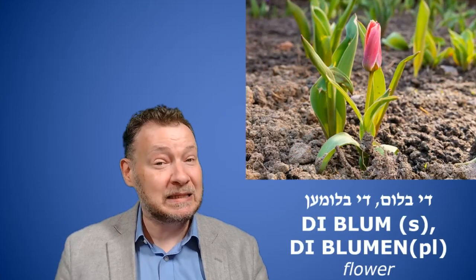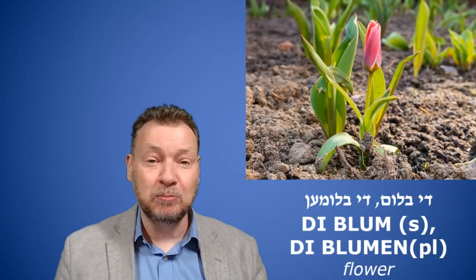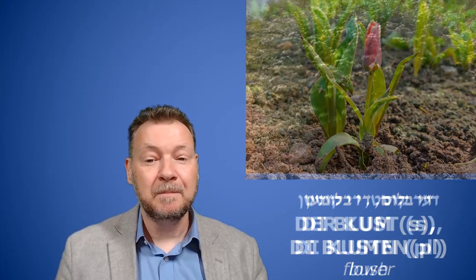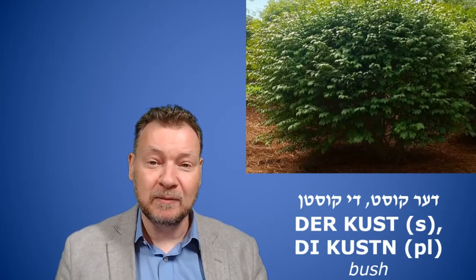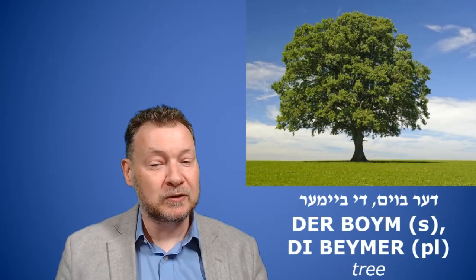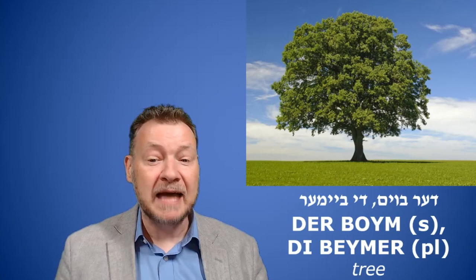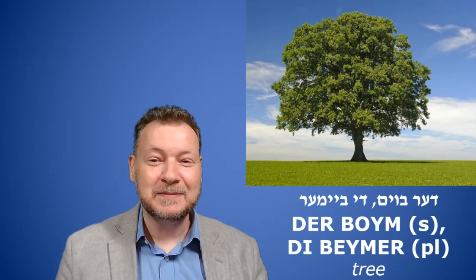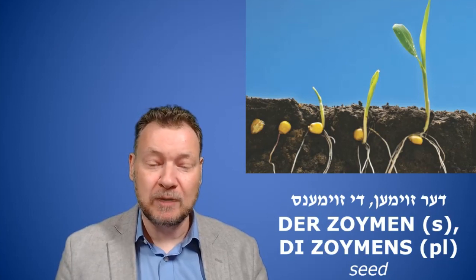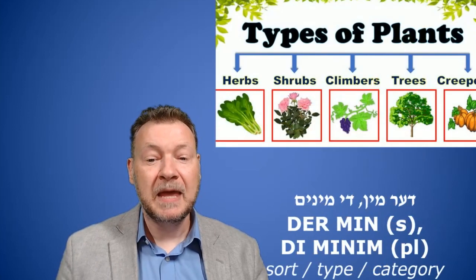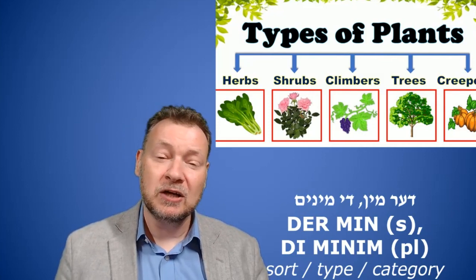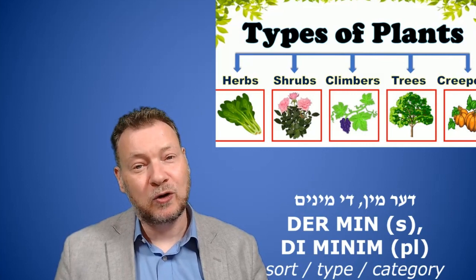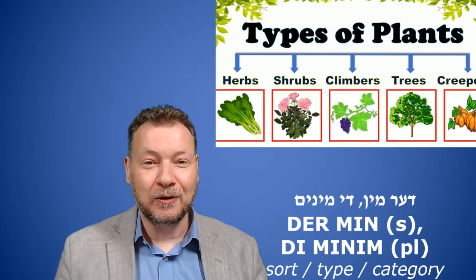We've already learned die Blum is a flower. Die Blumen in the plural. Der Kust is a bush. Die Kusten in the plural. We've also learned der Bäum and die Bämer, trees. Der Säumen is a seed, die Säumens in the plural. And a very helpful word to know is der Mien. It means a sort or a type or a category, die Minem in the plural.